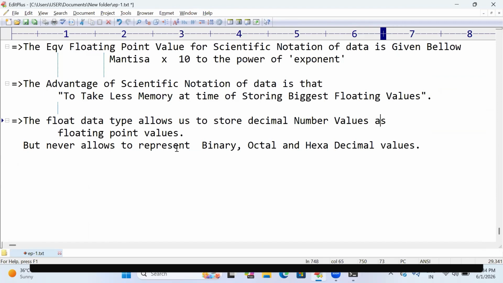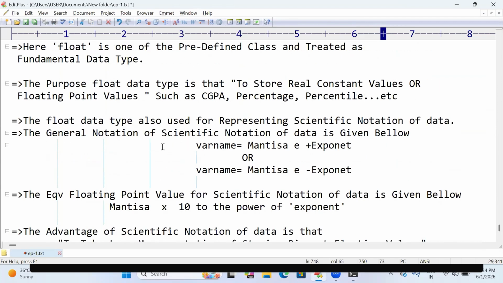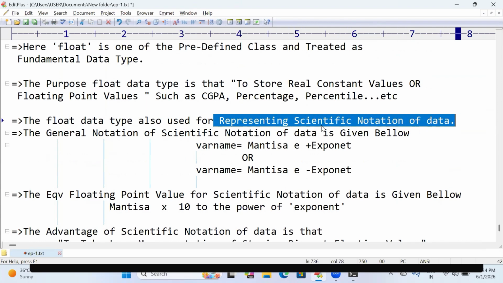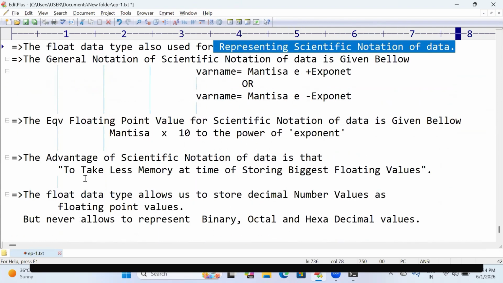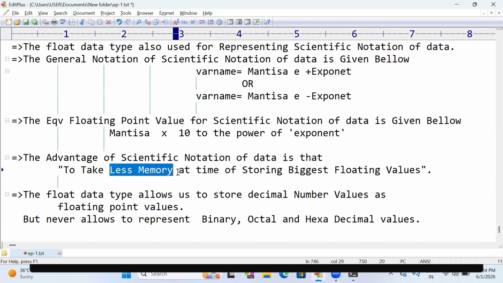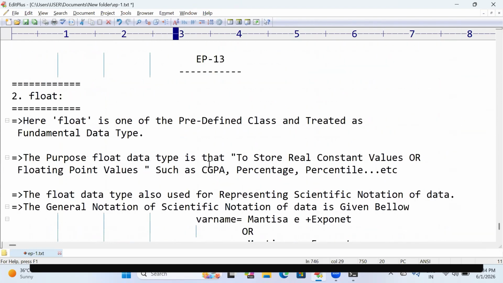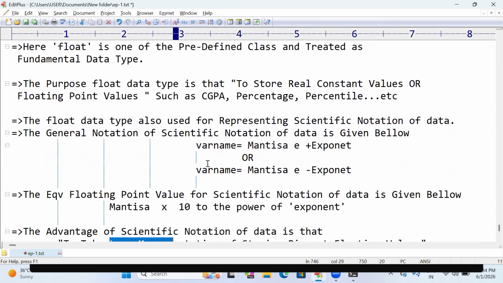Mainly, by using the int data type we can represent different types of number systems. By using the float data type we can represent scientific notation of data. This is an advantage: in order to store big values of data in less memory space, that is an advantage of the float data type. So this is all about the float data type.